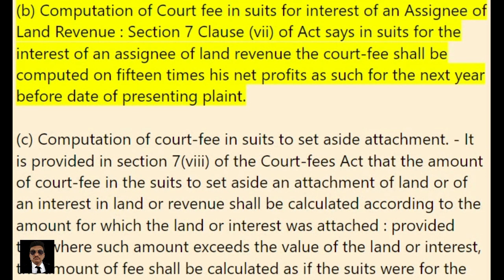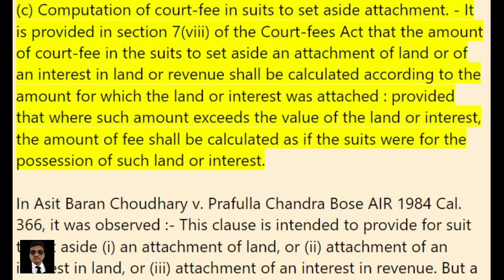B. Computation of court fee in suits for interest of an assignee of land revenue. Section 7 Clause 7 of the Act says in suits for the interest of an assignee of land revenue the court fee shall be computed on 15 times his net profits as such for the next year before the date of presenting the plaint. C. Computation of court fee in suits to set aside attachment. It is provided in Section 7(8) of the Court Fees Act that the amount of court fee in the suits to set aside an attachment of land or of an interest in land or revenue shall be calculated according to the amount for which the land or interest was attached, provided that where such amount exceeds the value of the land or interest, the amount of fee shall be calculated as if the suits were for the possession of such land or interest.